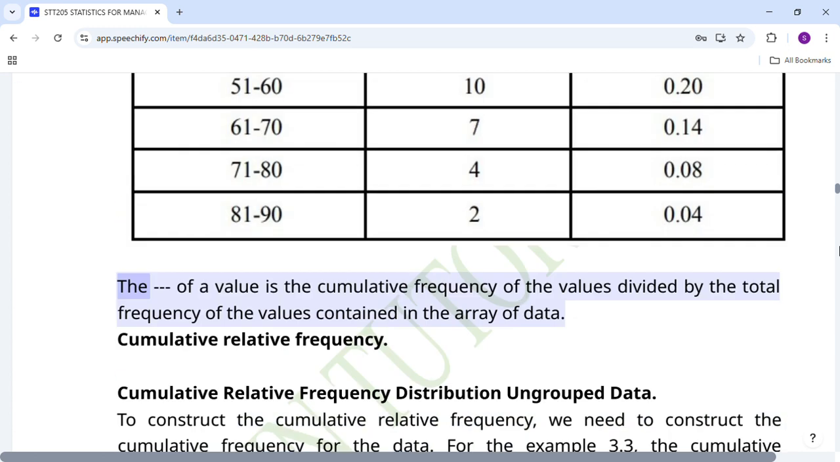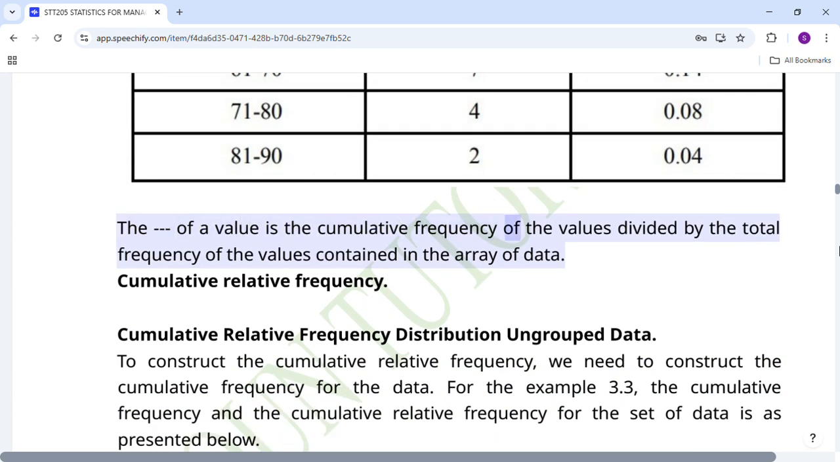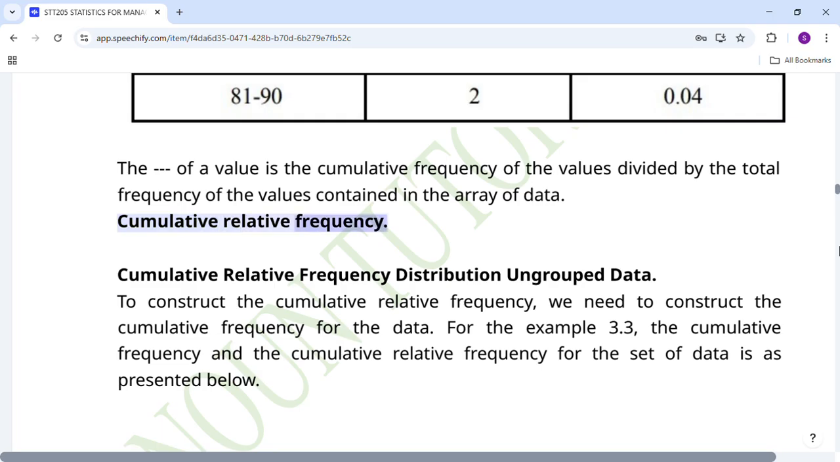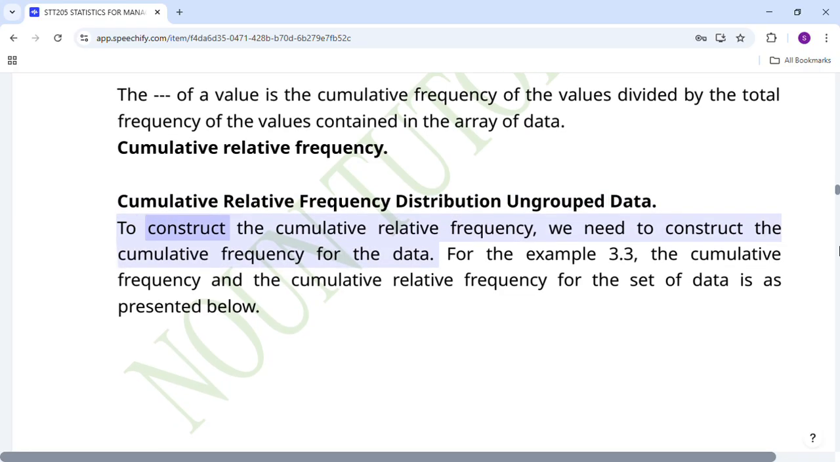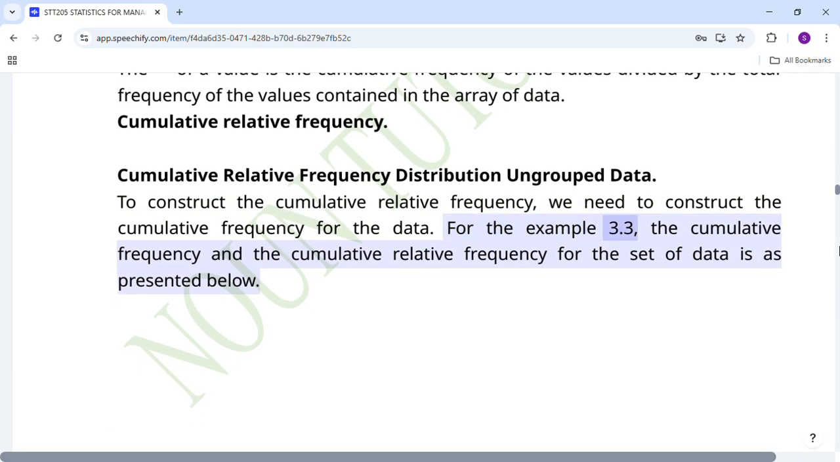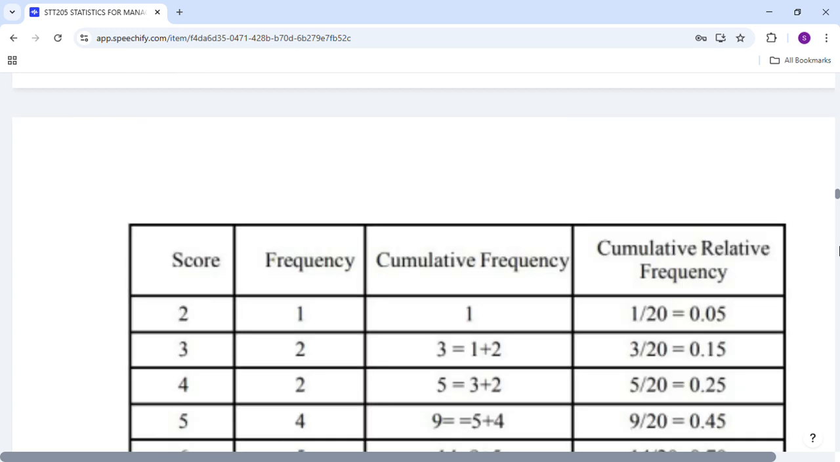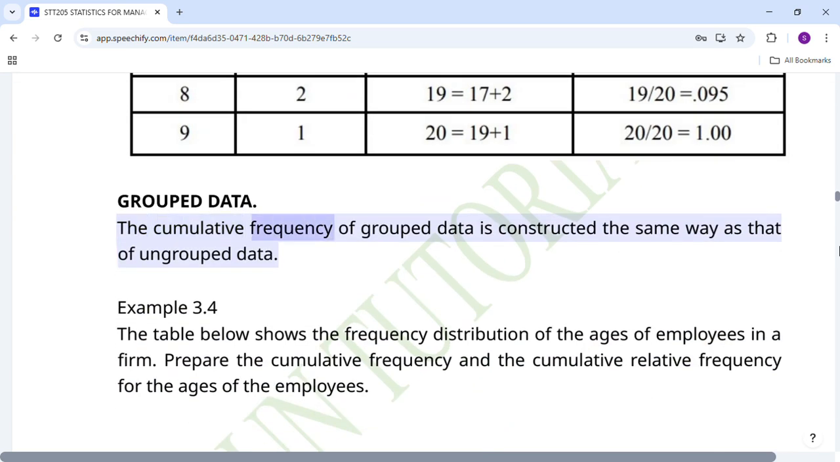The cumulative relative frequency of a value is the cumulative frequency of the values divided by the total frequency of the values contained in the array of data. Cumulative relative frequency distribution on grouped data. To construct the cumulative relative frequency, we need to construct the cumulative frequency for the data. For the example 3.3, the cumulative frequency and the cumulative relative frequency for the set of data is as presented below. The cumulative frequency of grouped data is constructed the same way as that of ungrouped data.